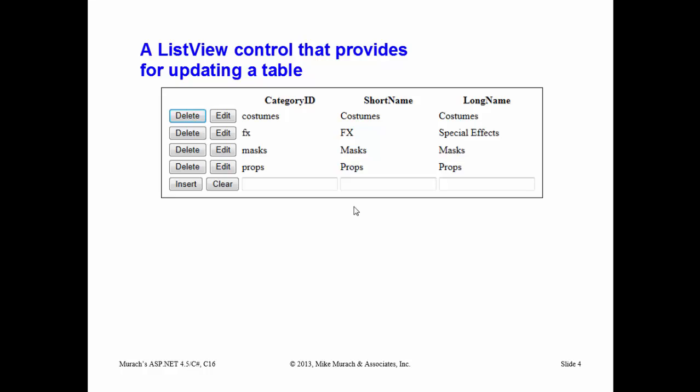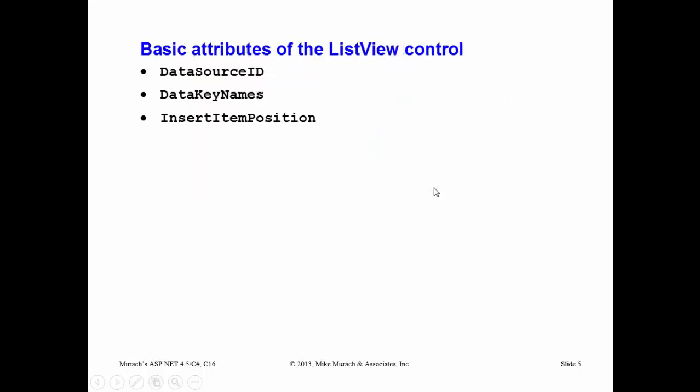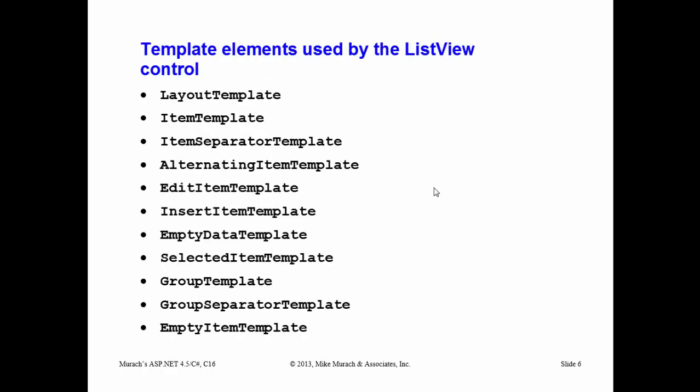Alright, what does a list view control look like? This is an example of one. This is in the insert mode, so it allows you to enter a row of data. It's got the little insert button down here when you go into insert mode. Some other attributes of the list view control: of course, it's got to be connected to a data source. So there's a data source ID, there are some data key names, there's an insert item position, some other elements, and the different templates that are all available.